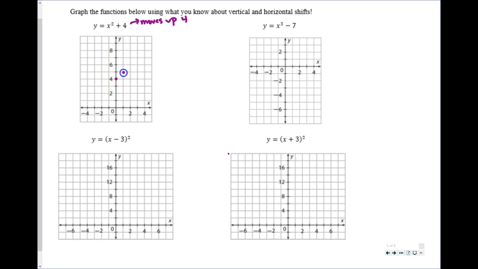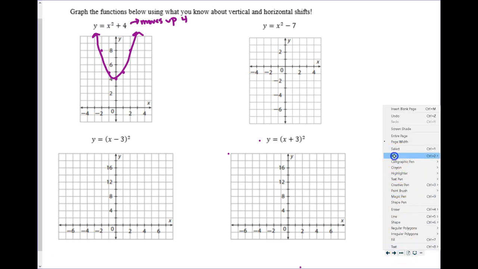Now I'm just going to draw the parent function. I know it goes over 1, up 1 for the first 2 points. It goes over 2, up 4 for the next 2 points. The other points I can't graph because the graph's not big enough, but 5 points is enough, so I know my graph is going to look like this. That's why the parent function is so nice to memorize. You don't have to use a calculator or plug in points, you just memorize the pattern of over 1, up 1, over 2, up 4, over 3, up 9 from the vertex.